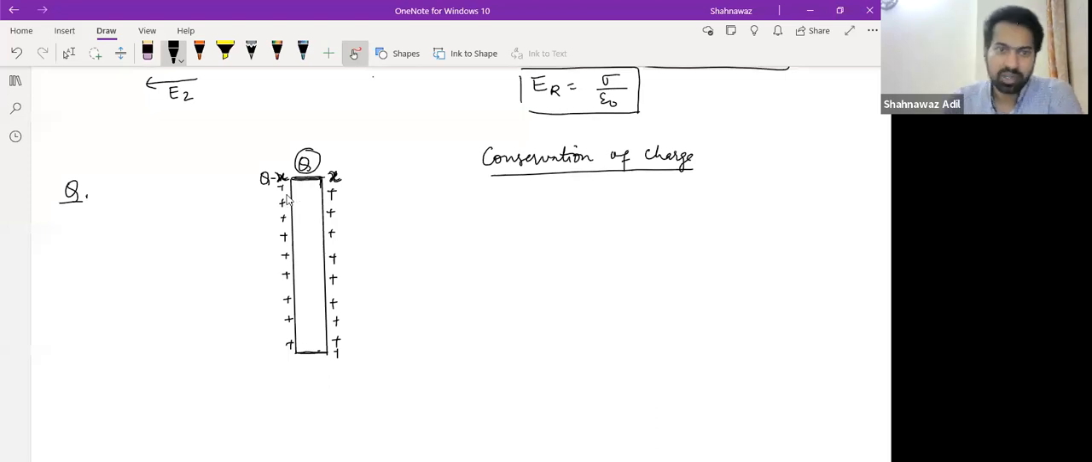Yeah. So you see that this is Q minus X, this is X. So what would be the total charge? Q minus X plus X. So the total charge would be Q. So the conservation of charges is fulfilled, right? So on this side, if I have assumed that the charge is X, this side would be Q minus X. Is that clear, guys?